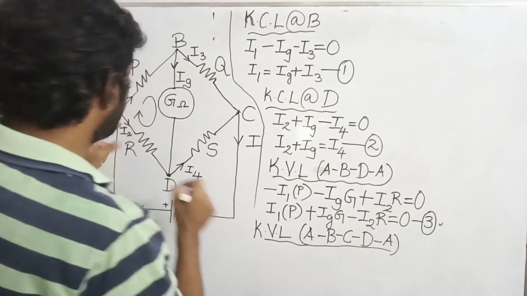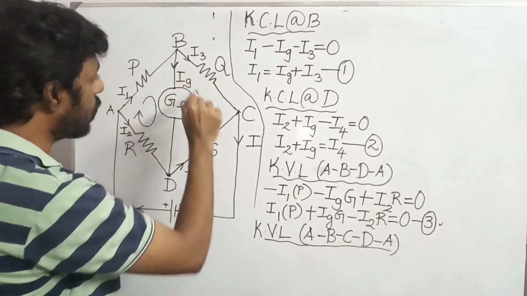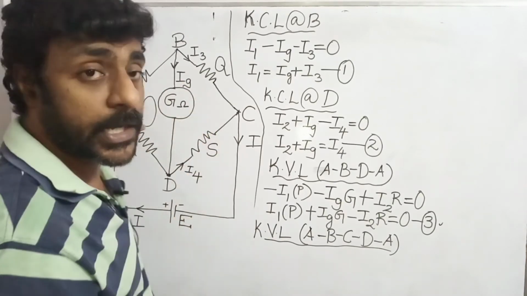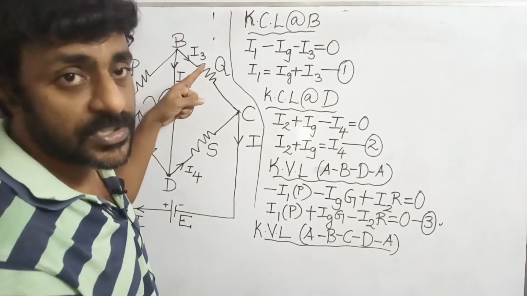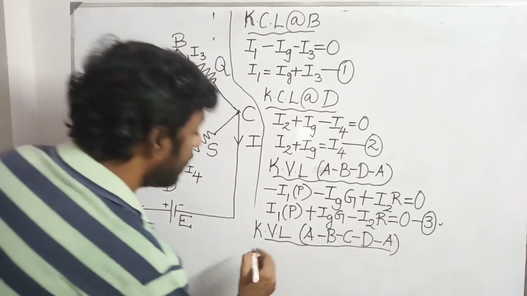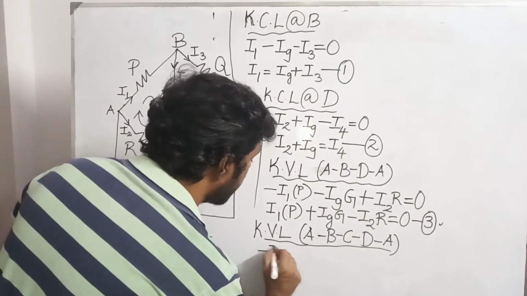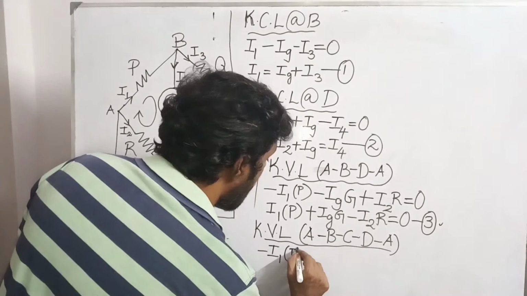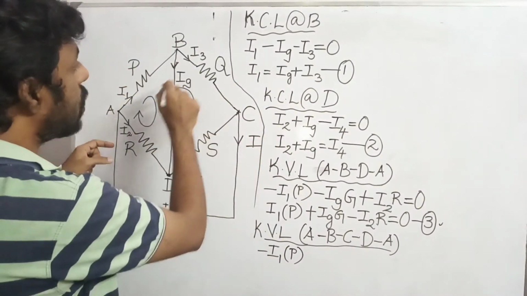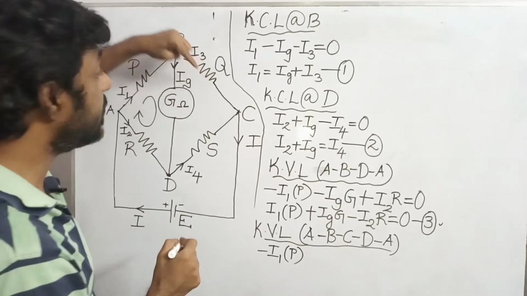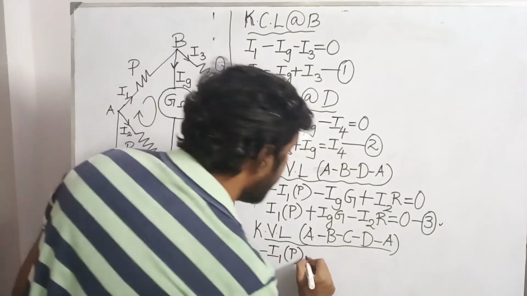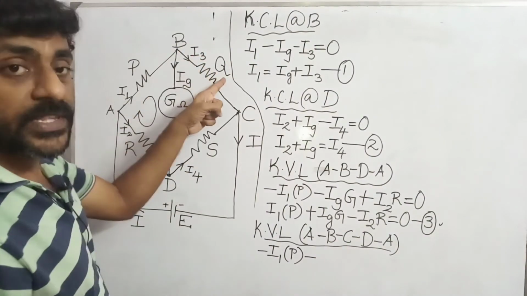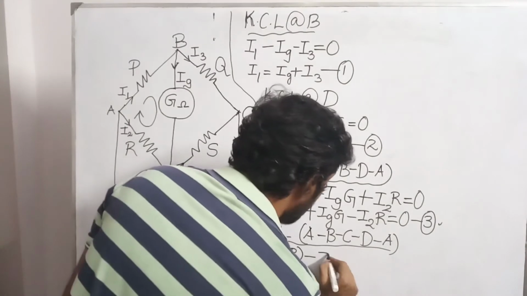Okay, so what will happen now? Again, my direction of travel will be in the clockwise direction. I keep on rotating in the clockwise direction. While rotating in the clockwise direction, I happen to encounter a current that is moving along with me, passing through the resistor P. So I automatically introduce a negative sign, minus I1 into P. Again, I move in the clockwise direction. I encounter another current I3 that is moving along with me. So I introduce a negative sign automatically and I multiply the value of the current along with the value of the resistance. So that will be minus I3 into Q.